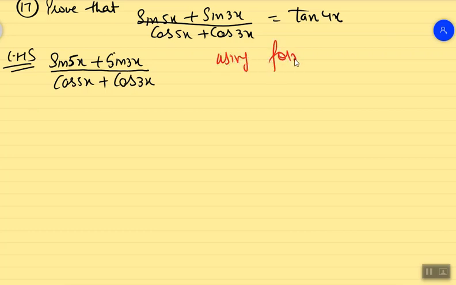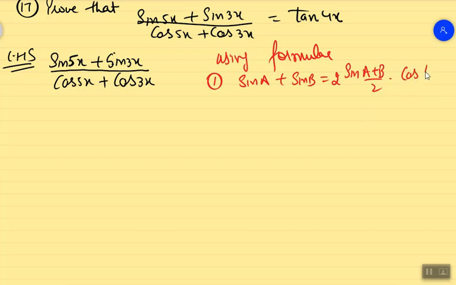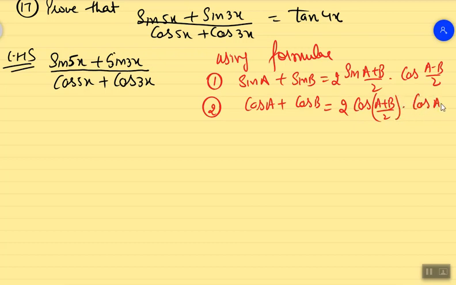Using formula number 1: sin A plus sin B is equal to 2 sin (A plus B)/2 cos (A minus B)/2. Because it is the formula of sine, there will be a mixing of sine and cos. Another is cos A plus cos B. What is the formula? 2 cos (A plus B)/2 cos (A minus B)/2.